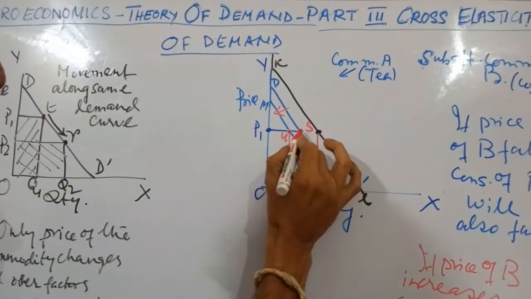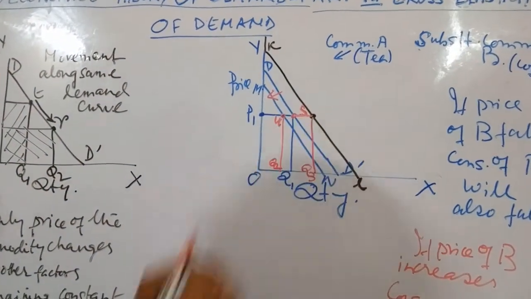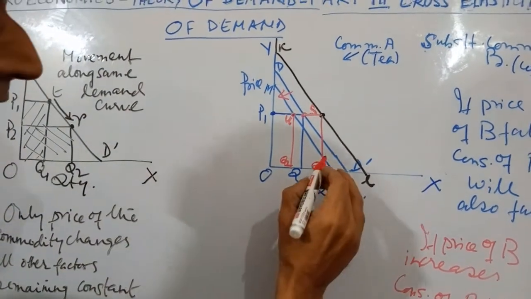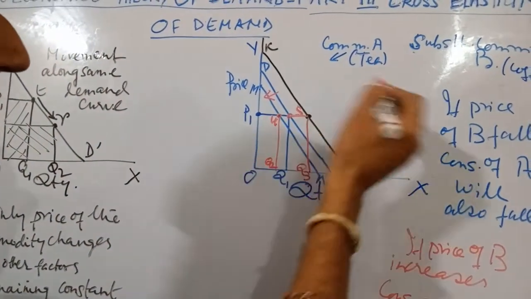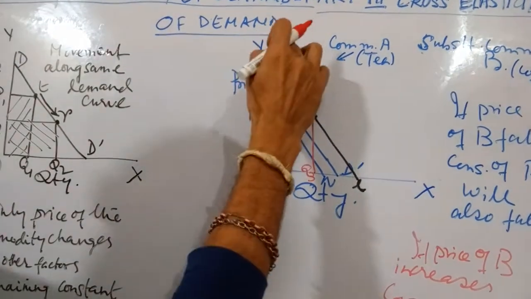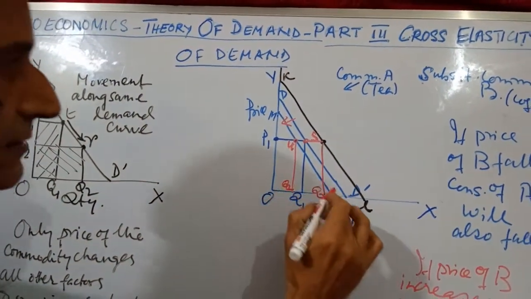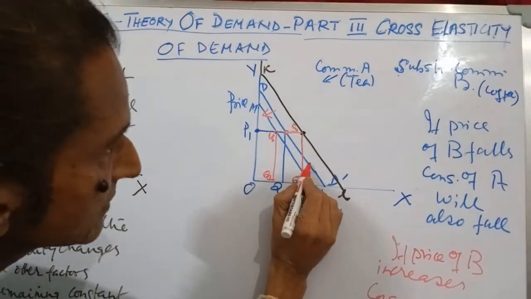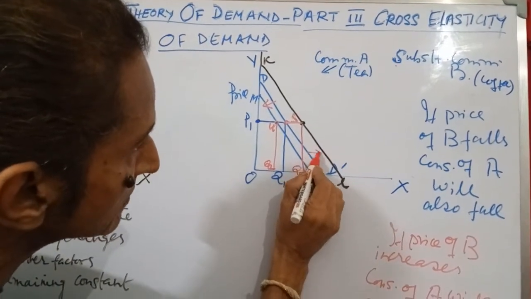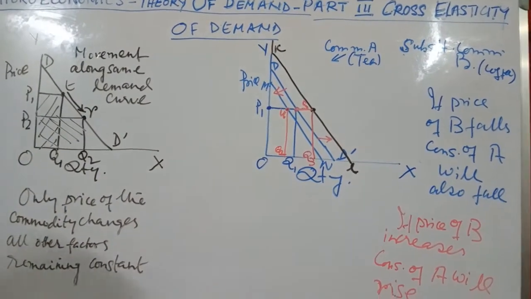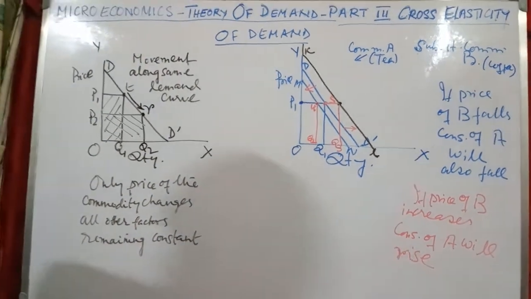At the same price P1, that is no change in price. So the movement has taken place to a different demand curve, and KL is parallel to DD dash. That means the demand curve has shifted parallelly rightward. Correct?